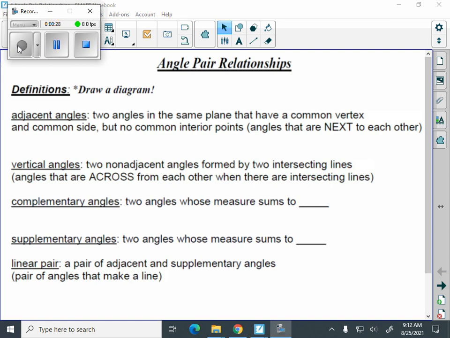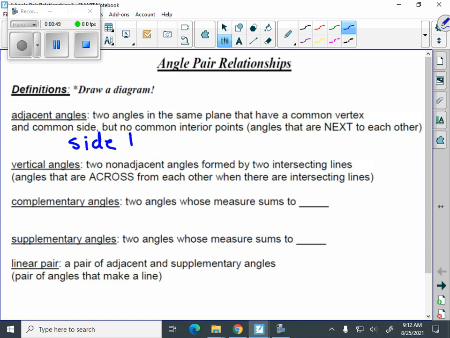Maybe what's most important to you to make sense of it all is that angles need to be next to each other. They're side by side. That's maybe a better way. So do you need to write that in your notes? They're side by side. Up to you.